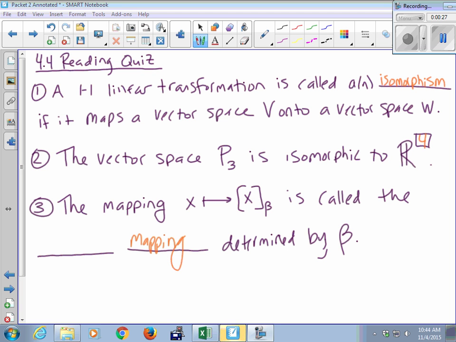We'll talk about why in class today. The mapping x goes to the coordinates with respect to beta is called the coordinate mapping determined by beta.